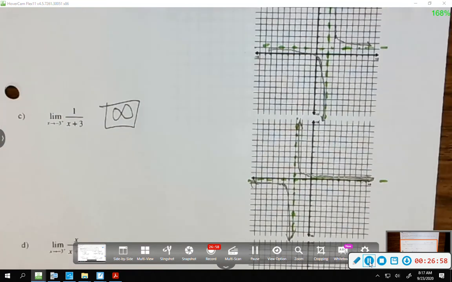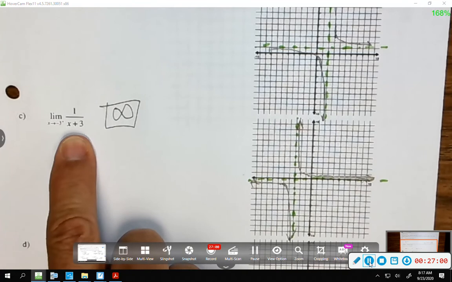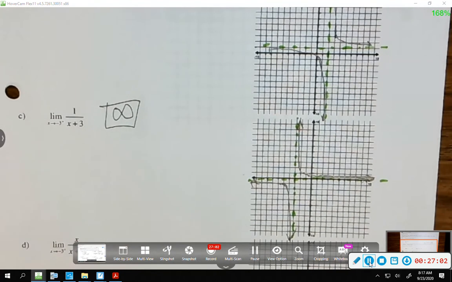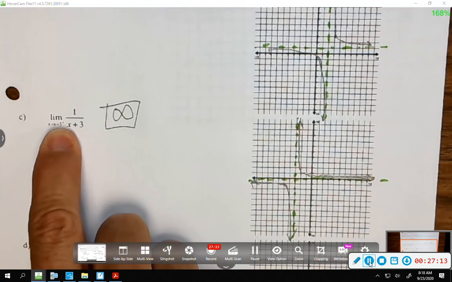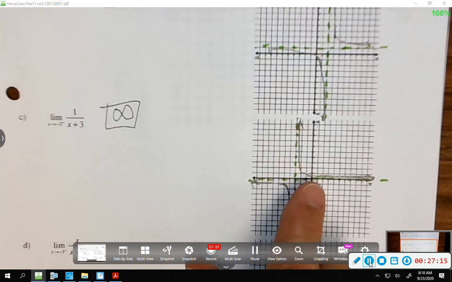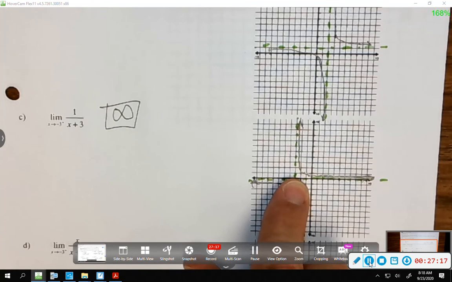Let's talk through this one here quick, just so that we do understand that you do not have to graph this every time. As long as you can get the answer correct, I'm fine with that. If I approach -3 from the right, I've got to think a little bit. -3 from the right is going to be -2.999.